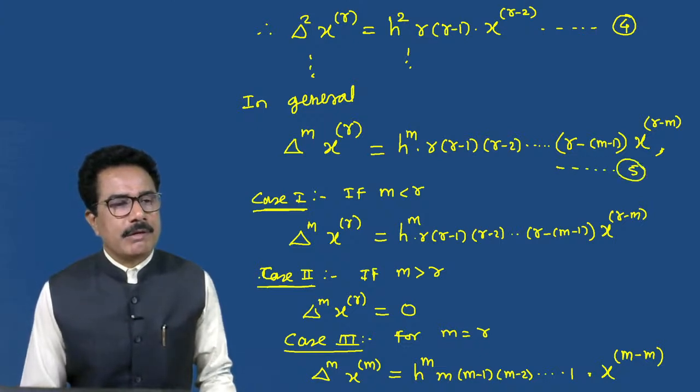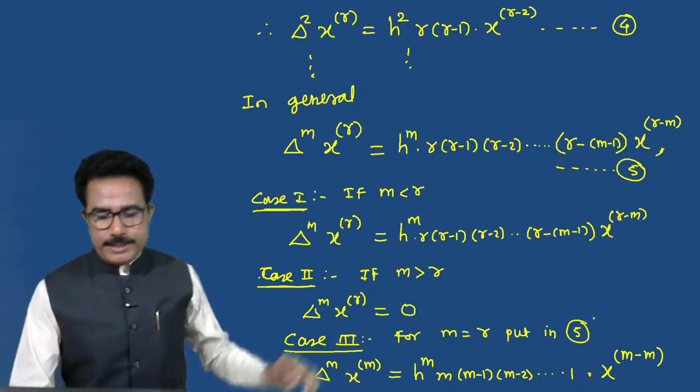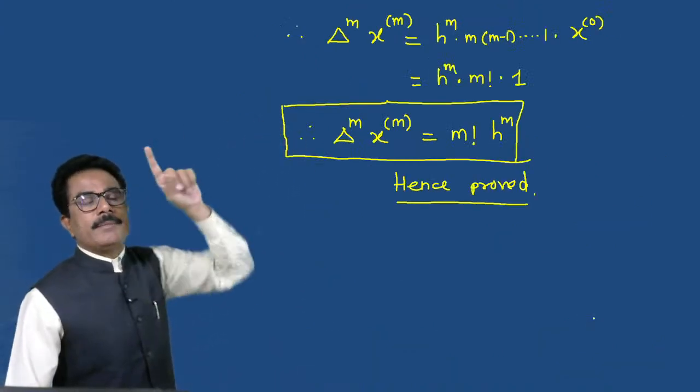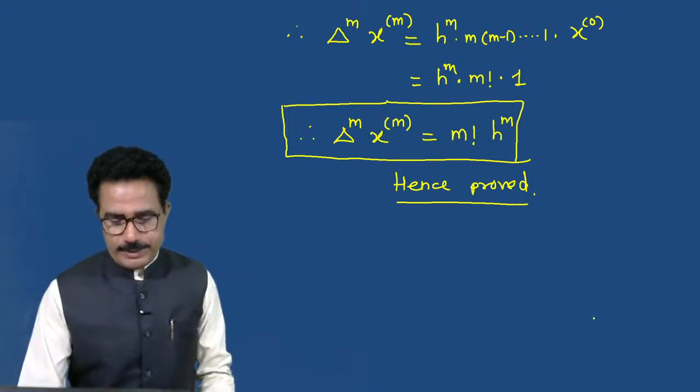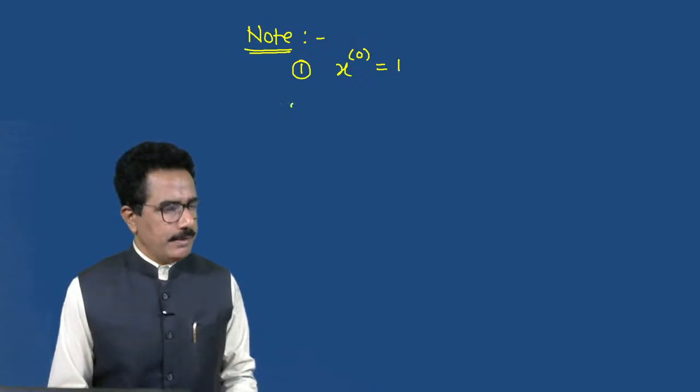Input in 5, then we can prove delta raised to m x raised to m factorial means m factorial into h raised to m. ओके, अशा पद्धतीने हे प्रूव्ह होतं. आता नोट घ्या. फर्स्ट नोट, x raised to 0 factorial is equals to 1.